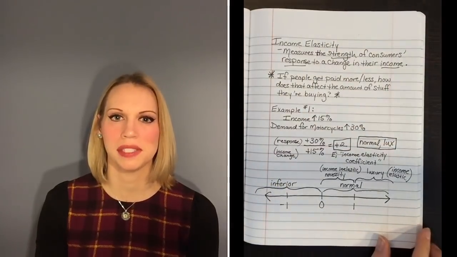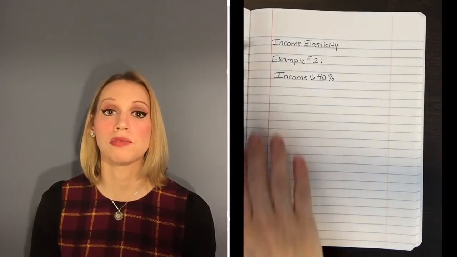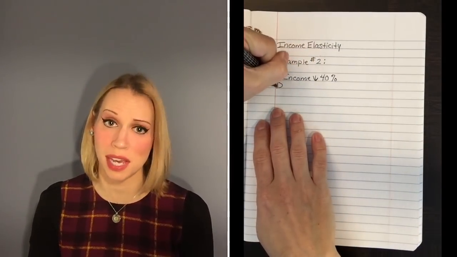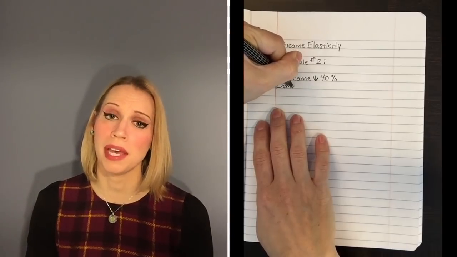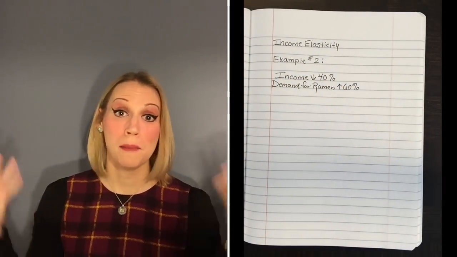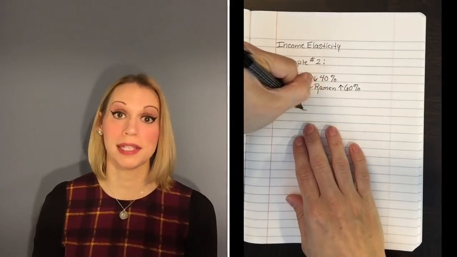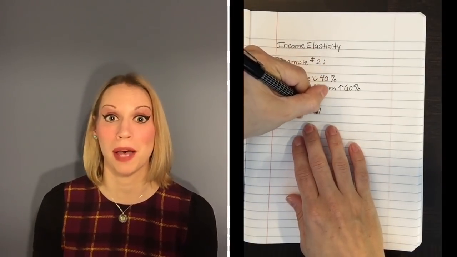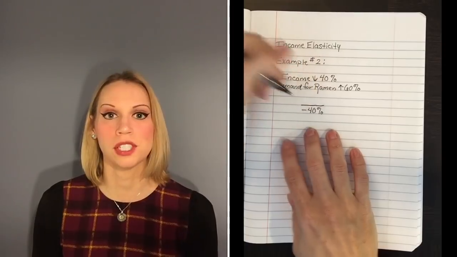Now let's do another example. Let's say people's income falls 40%. Now that's hard times. When we see people get paid that much less, we may see the demand for ramen noodles go up by 60%. I'm talking about the little brick of noodles with the salt packet, right? So if people are getting paid significantly less, man, people still gotta eat, so we're probably gonna see the demand for ramen jump up.